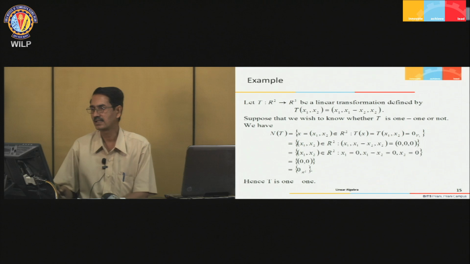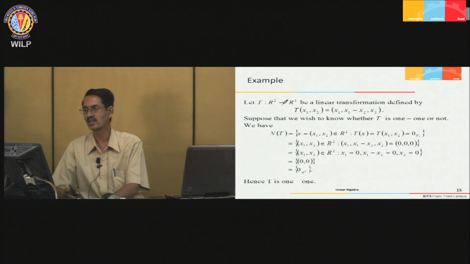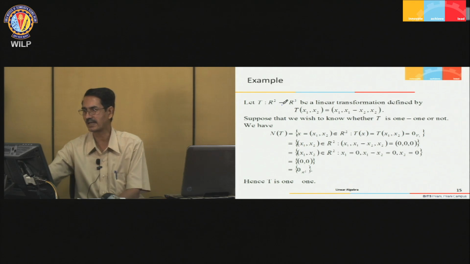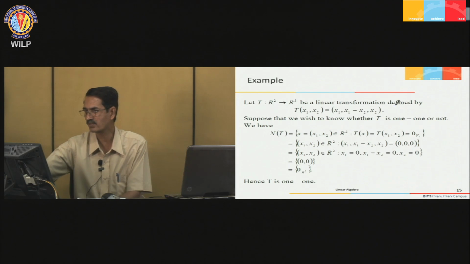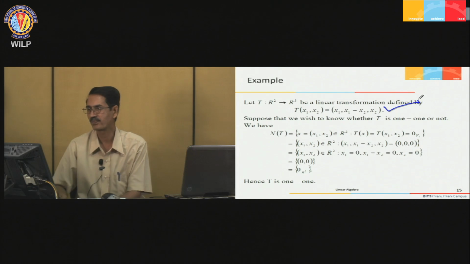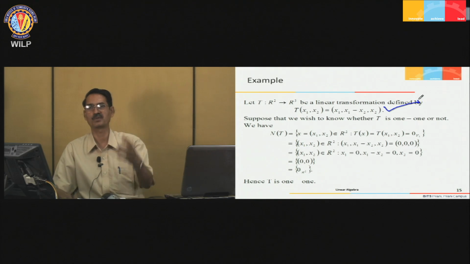Here T is a linear transformation from R2 to R3, defined in this fashion: T of (x1, x2) is (x1 minus x2, x2). So, T is a linear transformation from R2 to R3. Suppose you want to check whether T is 1-1 or T is not 1-1.